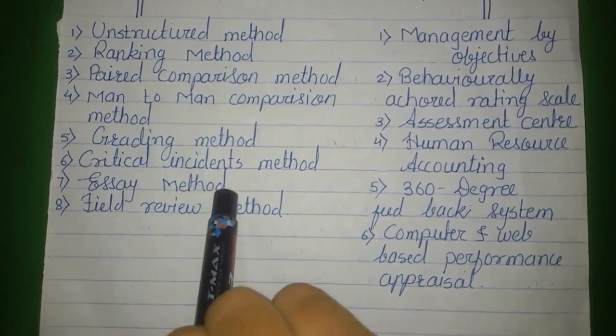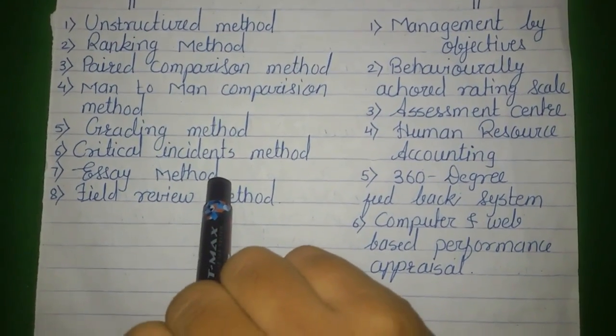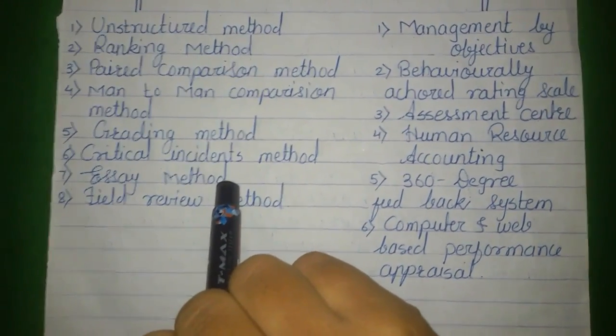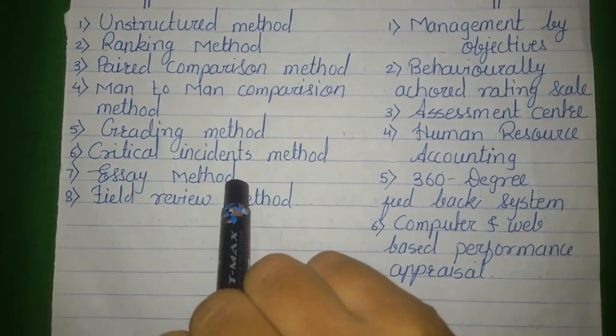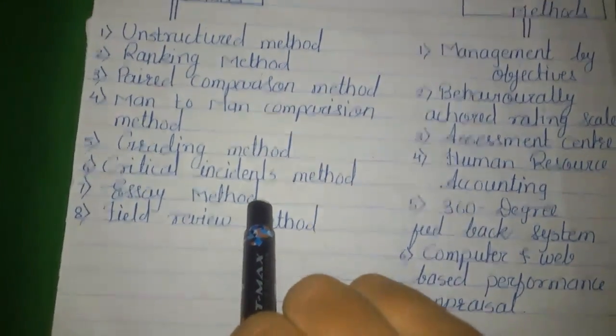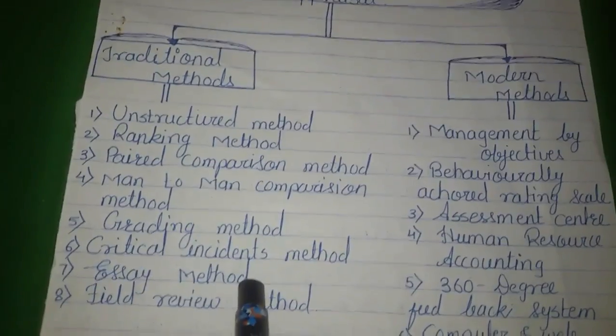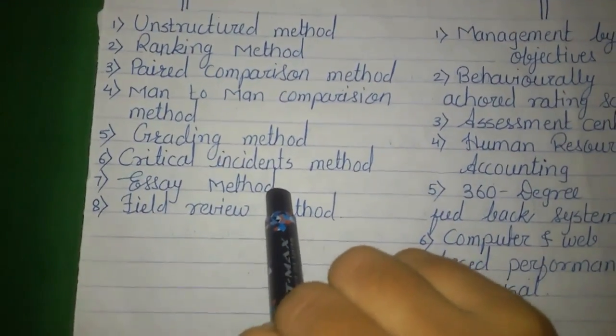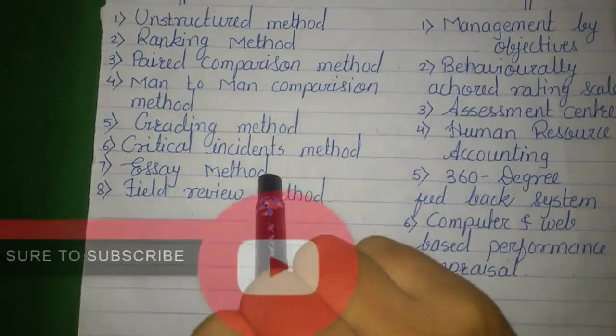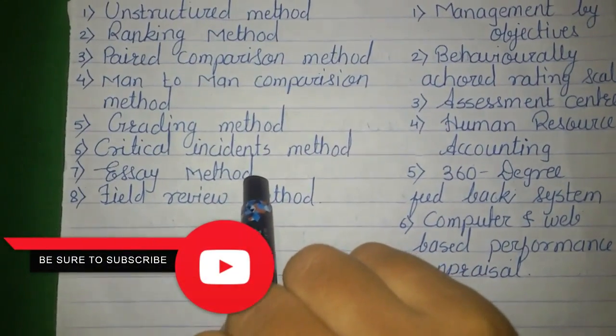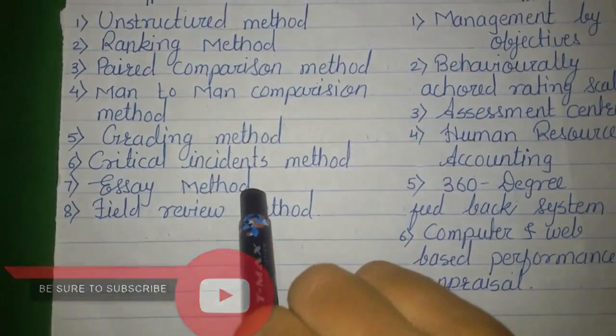Next, essay method. This method is also one of the common ones. In an essay form, the appraiser is going to give his judgment. For example, he is going to write all the things about the employee, means how he behaves in an organization with his supervisor, with his colleagues. All this is going to be rated.